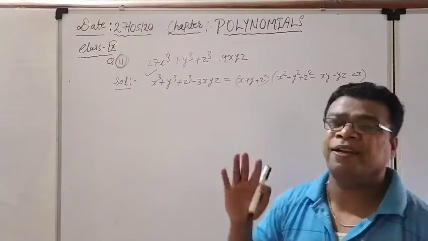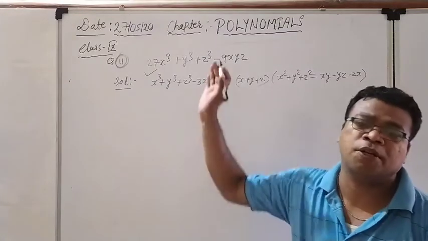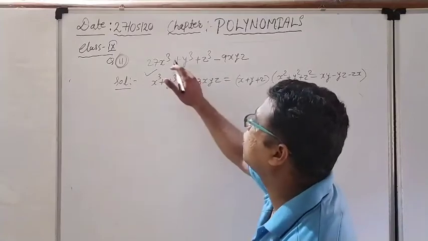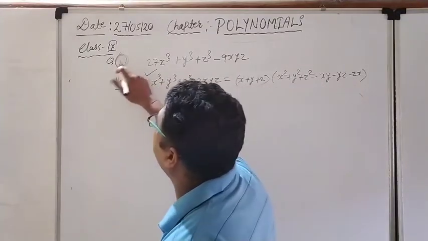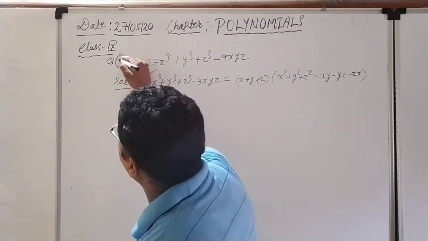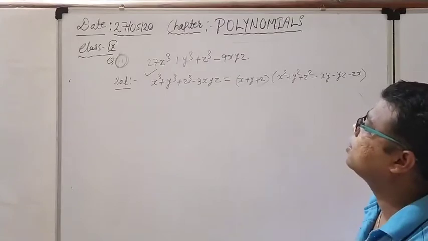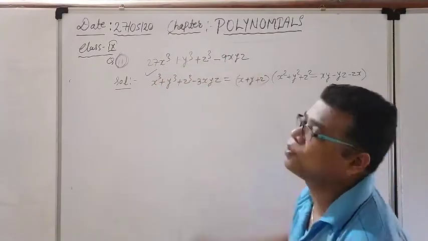Only two or three kinds and varieties of questions remain, so this is going to be my last lecture for this particular chapter. See here, what is the requirement? This is question number 11: solve by using the proper identity. I am not going to repeat the question. So, solve by using the proper identity. You can see the question: 27x cube plus y cube plus z cube minus 9xyz.